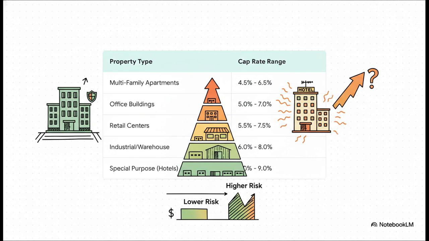The type of property you're looking at also matters a lot. If you look at these average ranges from 2023, you can see a really clear pattern, right? Multifamily apartments. They're often seen as the safer, more stable bets, so they have lower cap rates. But as you move down this list towards properties that have more variables, more risk, like hotels, well, the expected return, the cap rate goes up. Higher risk, higher potential reward.